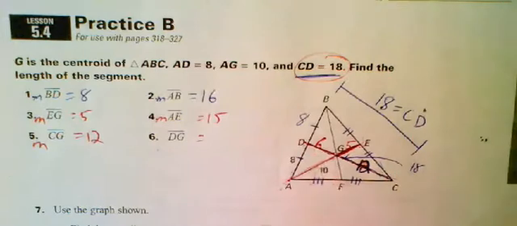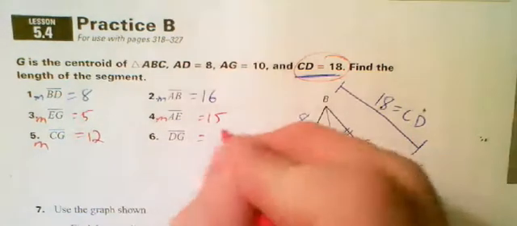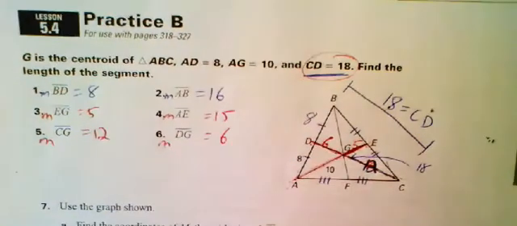DG goes from here to here. We already kind of got it now. We got that to be 6. We sort of use that to help us in the whole thing. Doesn't really matter which ones you get first, but those are all the pieces of the puzzle. Okay, hopefully that helped with this kind of problem.